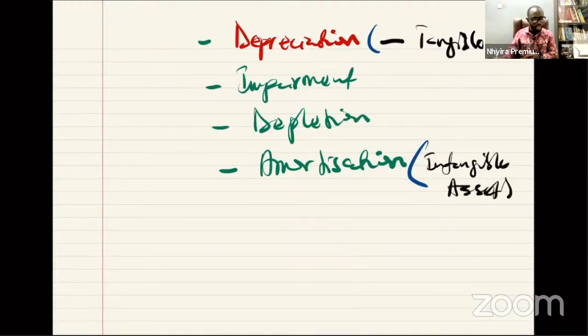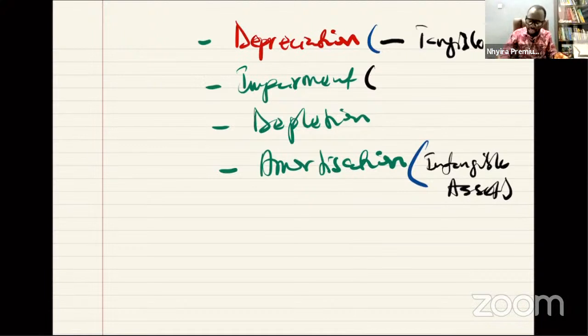Are you getting the idea? So they are all about allocation of the cost of the asset over its life, or the consumption of the asset in the year under review. But depreciation is for tangible assets, amortization is for intangible assets. Impairment simply has to do with the fall in value of an asset.